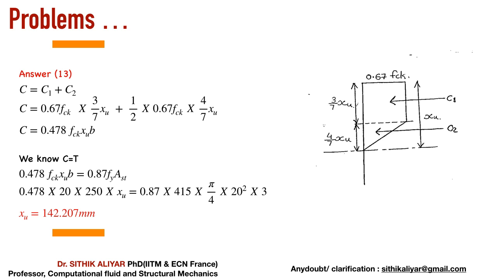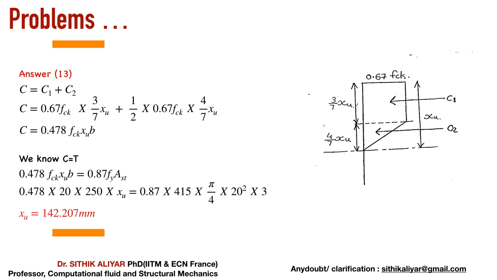So you just substitute C equal to T. You know this is the C value for this theory. T will be the same, 0.87 Fy into AST. This is stress into area again. They never changed anything in the question related to steel or the tension side. They only changed it related to concrete compression. So 0.87 Fy AST.